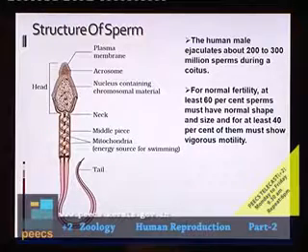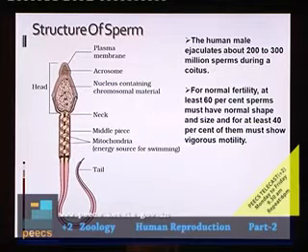A male individual will produce around 200 to 300 million sperm cells in one ejaculation. And to call a male fertile, at least 60% of these sperm cells should have normal size and shape, and at least 40% of them should have vigorous motility also. So then only we can call the male individual a fertile one. So the quantity is more important here.